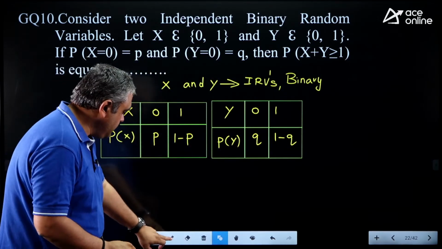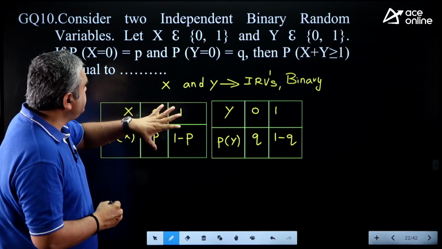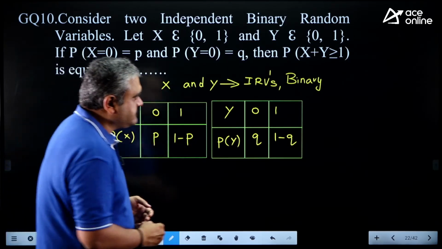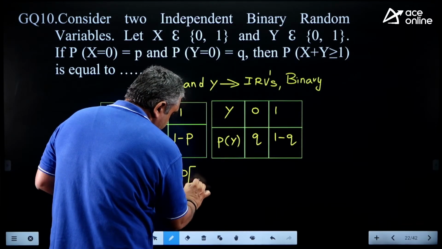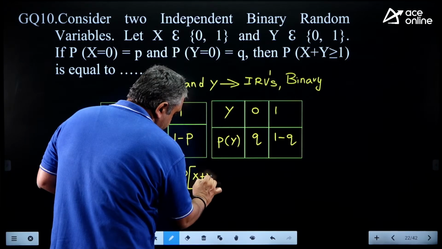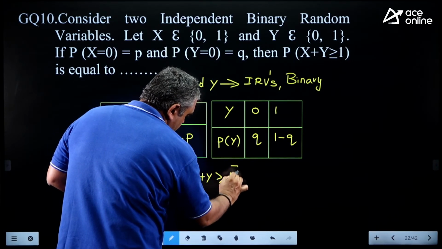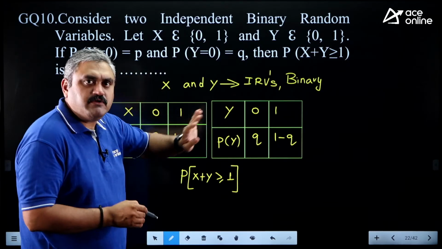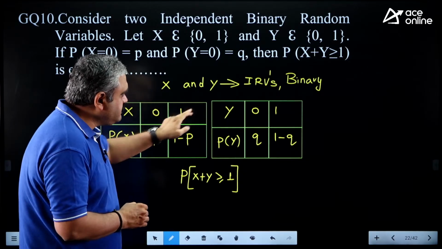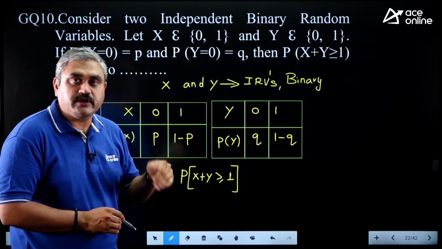Got it? Right. Now, what is the probability that x plus y is greater than or equal to 1? That is what he is asking. So what is this value? What is the probability that when you add x with y it becomes a value that is greater than or equal to 1? Very simple. When you add 0 with 0, it will be 0. When you add 0 with 1, it will be 1. When you add 1 with 1 also, it will be 1. Sorry, it will become 2.